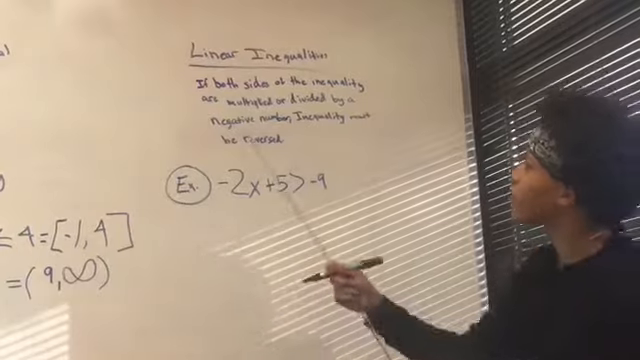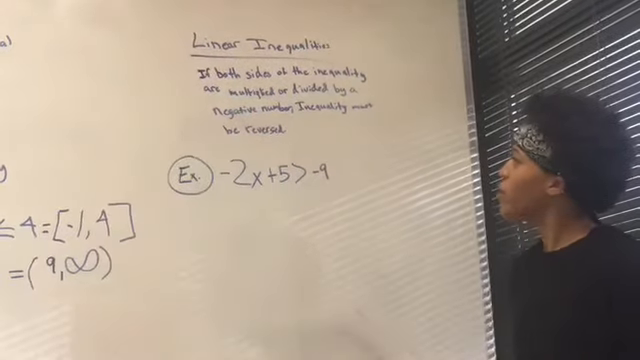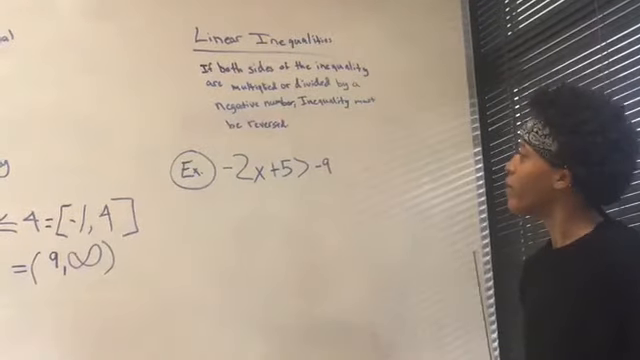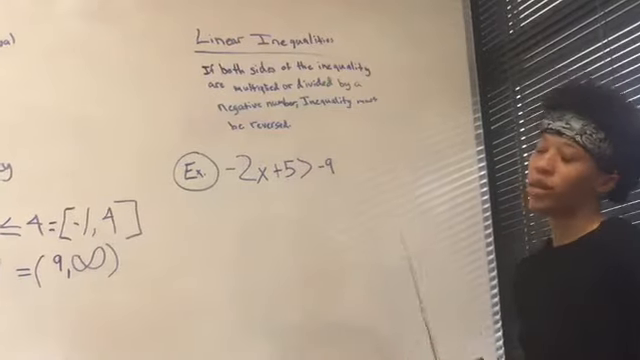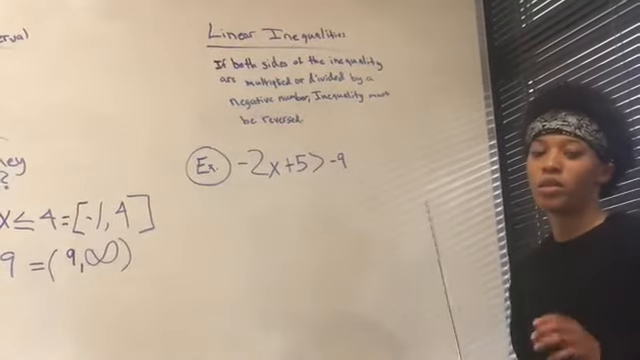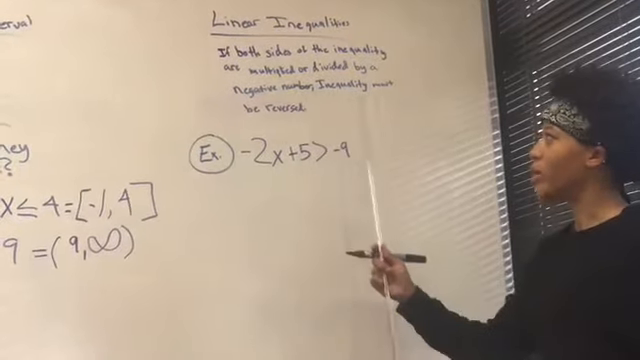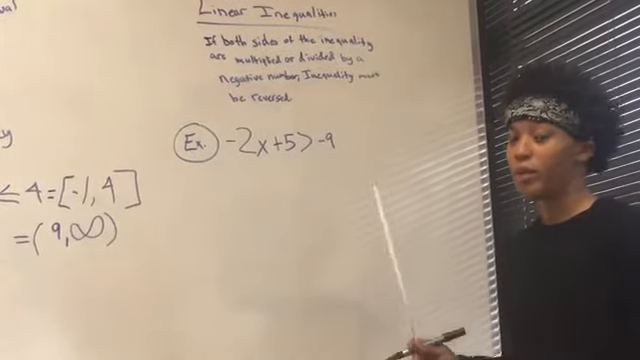Welcome to linear inequalities. Now, if both sides of the inequality are multiplied or divided by a negative number, the inequality must be reversed. Solving linear inequalities is like solving any other equation, except when they're multiplied or divided by a negative number, again, the inequality must be reversed.